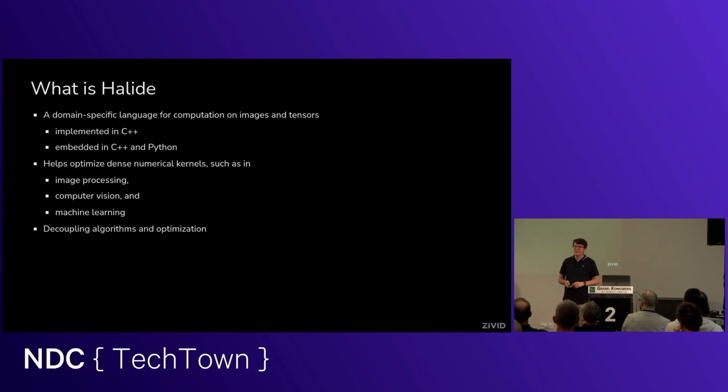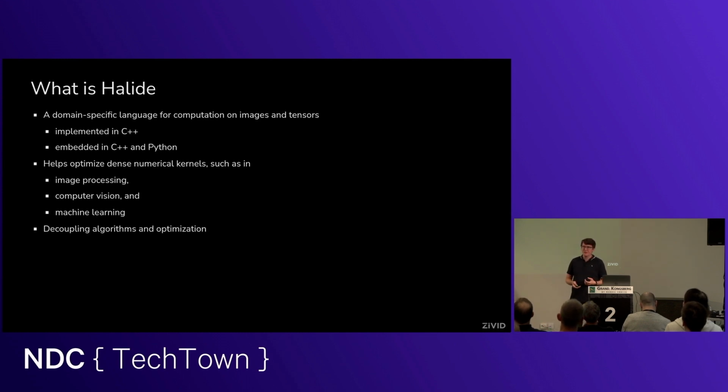So what is Halide? Halide is a domain-specific language that can be used for computations on images or tensors, as they like to say. I just think of them as n-dimensional buffers. And it's implemented in C++, but it's embedded in C++ and Python. So even though it's a language of its own, it's a domain-specific language that is, for all intents and purposes, working as a library when you use it in C++ and Python. So it's not a whole new language. It's just a language that uses the building blocks of C++ or Python.